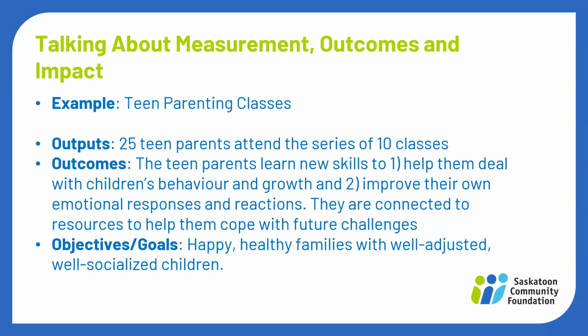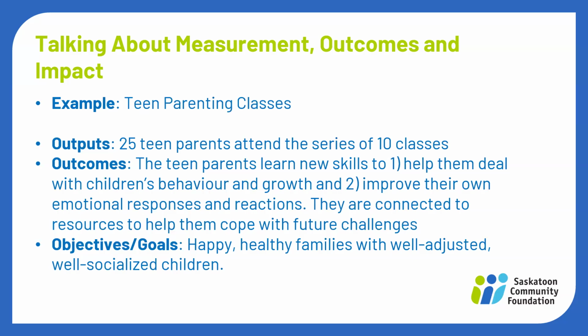Nevertheless, after they attend the classes, which is your outputs, the outcomes could be something like, and by the way, if there's somebody out there from an organization that does this kind of work, I'm sure you could probably say this better than I am here. But the outcomes could be things like the teen parents learn new skills to help them deal with the children's behavior and growth. They improve their own emotional responses and reactions, maybe anger management. They're connected to resources to help them cope with future challenges. Those could be the outcomes. And then the objective would be healthy, happy families with well-adjusted, well-socialized children. Okay?